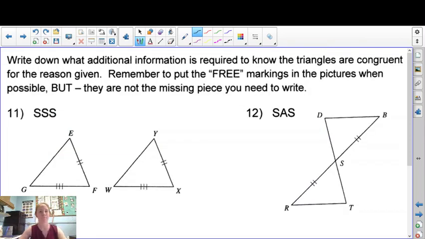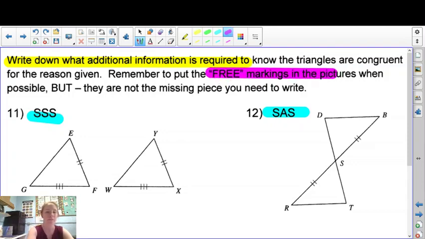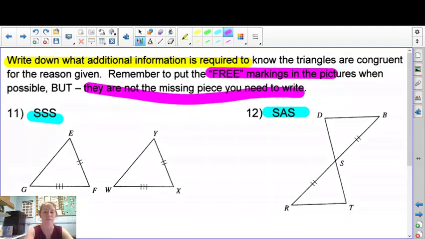Okay. Next, we're told that they're going to be congruent. So each one's saying how we're supposed to prove the congruence. What we need to do is write down the information required, and I didn't want to make it that long. So we need to write the missing piece. Remember, free stuff is not the missing piece.